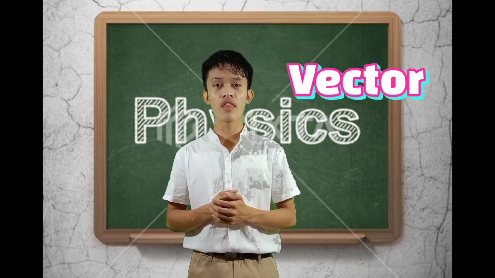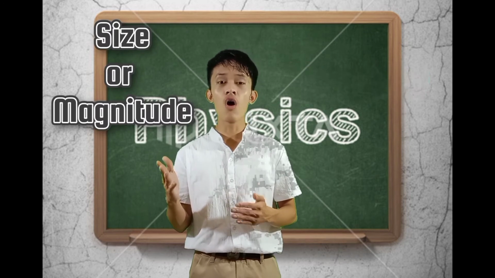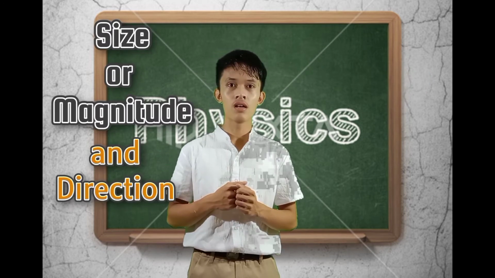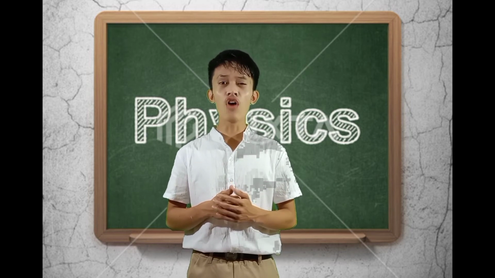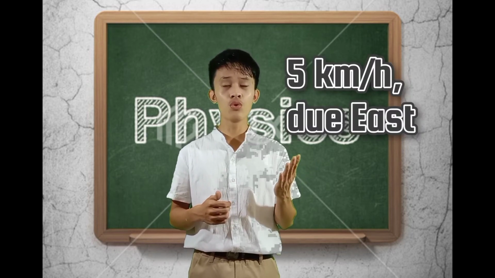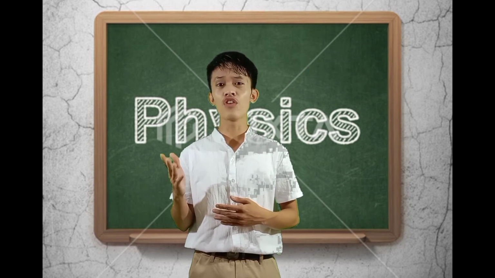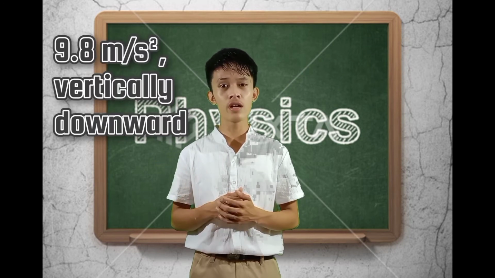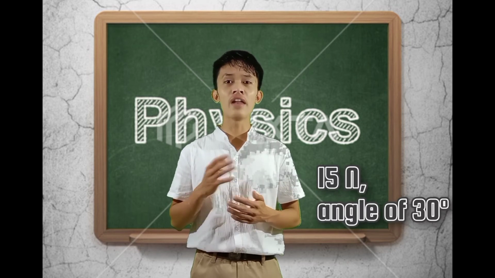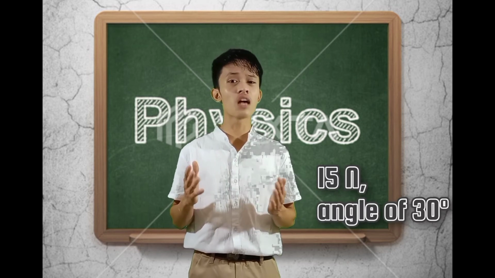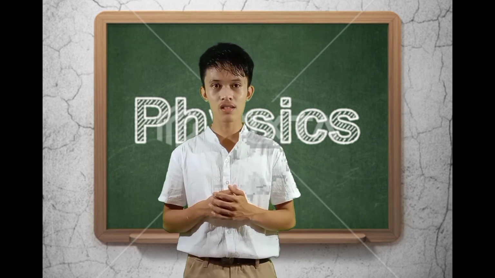Vector quantities, on the other hand, have both size or magnitude and direction, called the line of action of the quantity. A velocity of 50 km per hour due east, an acceleration of 9.8 meters per second squared vertically downwards, and a force of 15 Newtons at an angle of 30 degrees are all examples of vector quantities.